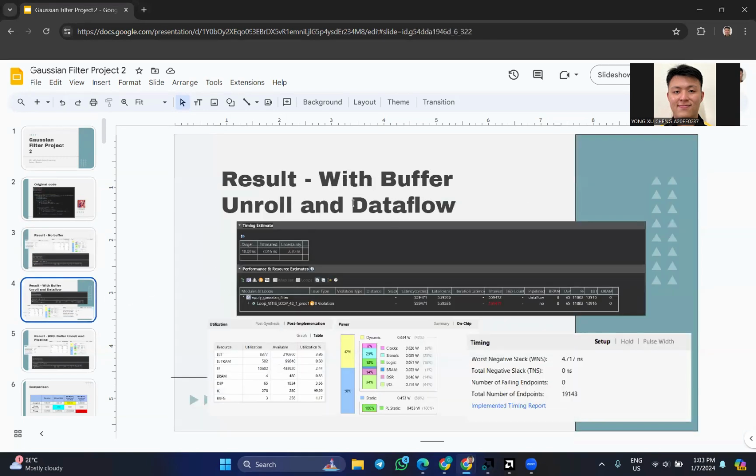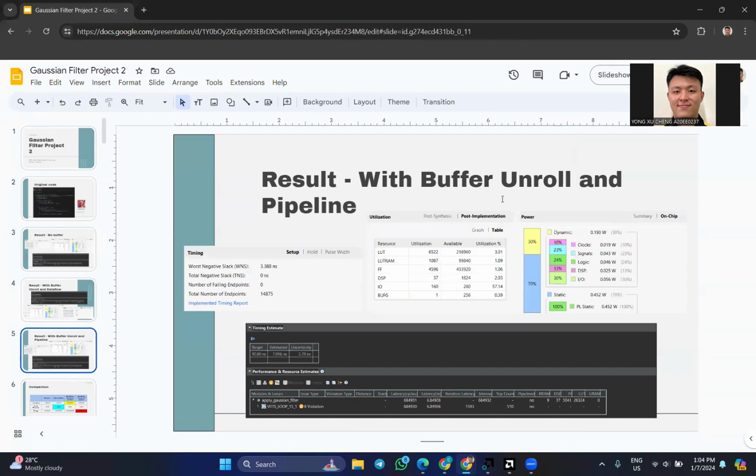This will be the buffer, unroll, and data flow, where we have performed the unroll and data flow. The data flow means the read image and the filter image will be performed concurrently. The result definitely contributes to the latency and also the total power and the negative slack. Here is the unroll and pipelining. The same goes for latency and power, because they can reset the pipelining after 5 clock cycles. We will compare the data flow and the pipelining, to see which one has better performance in terms of latency and which one has better efficiency.